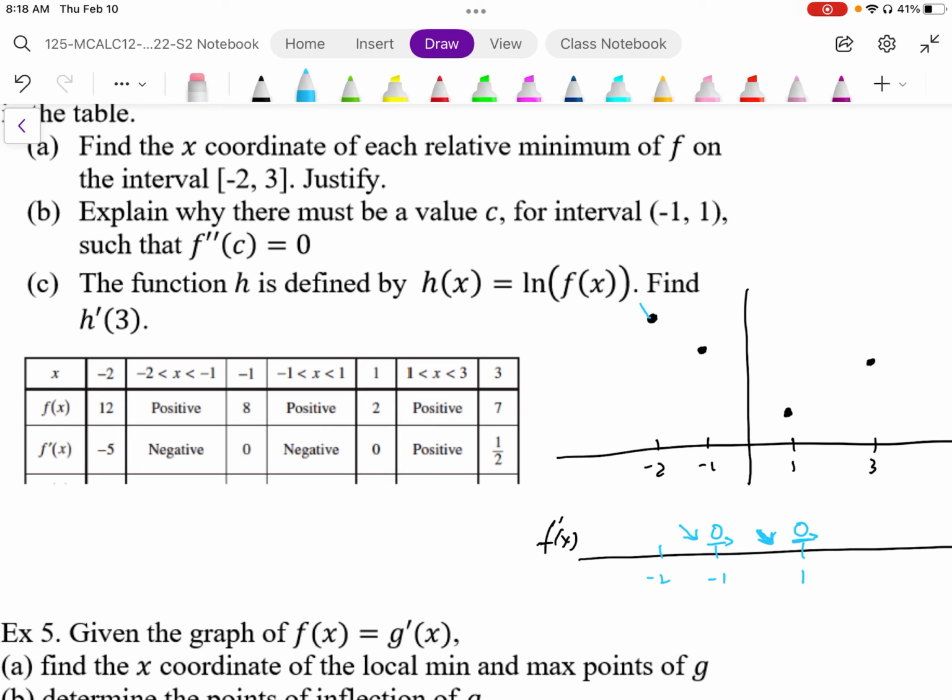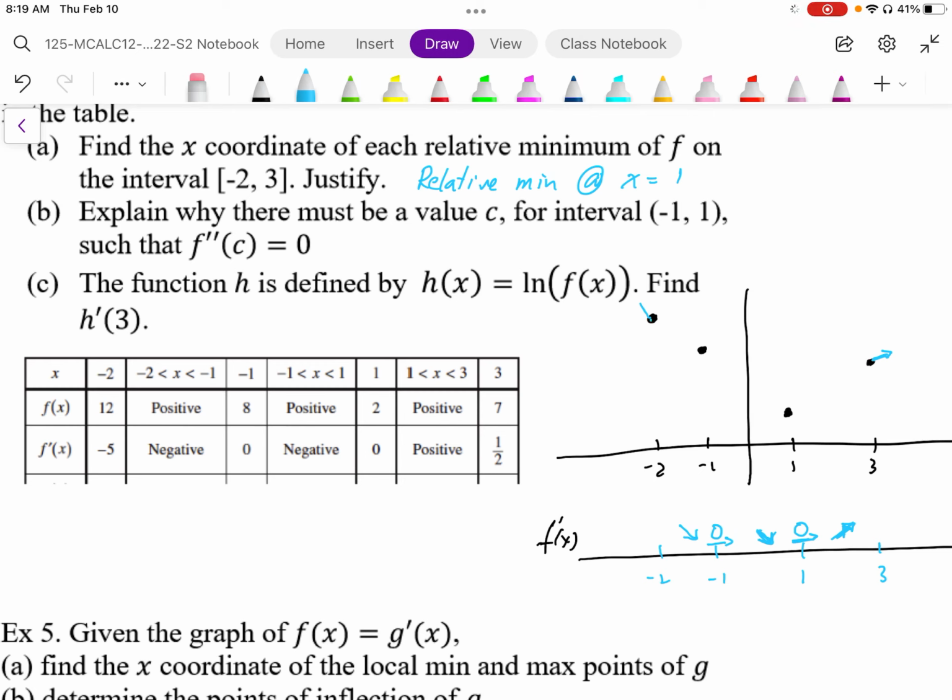And then on this side, between 1 and 3, the slope is positive, so it's going up. So that looks like we have a relative minimum point at x equals 1. Finishing off, it's still going up, maybe not at the same rate, but still going up. So that's what my graph looks like, and from this I can justify that there's a relative minimum at x equals +1, where y equals 2.